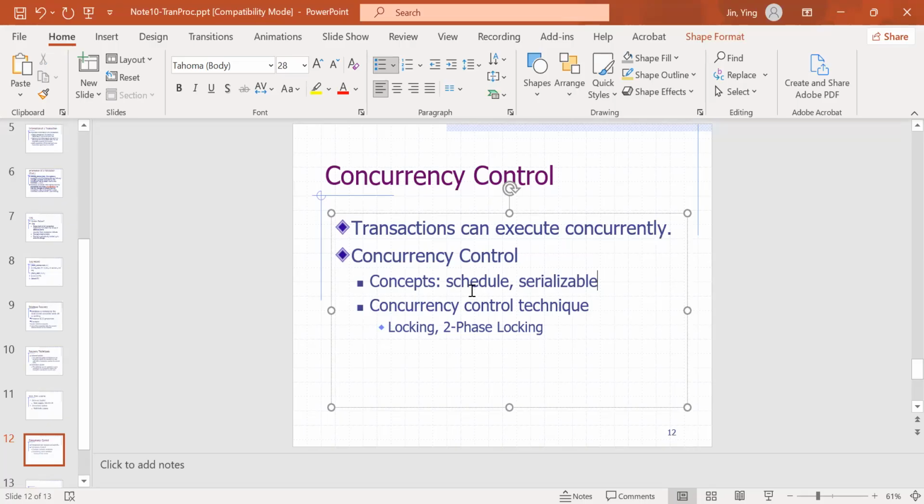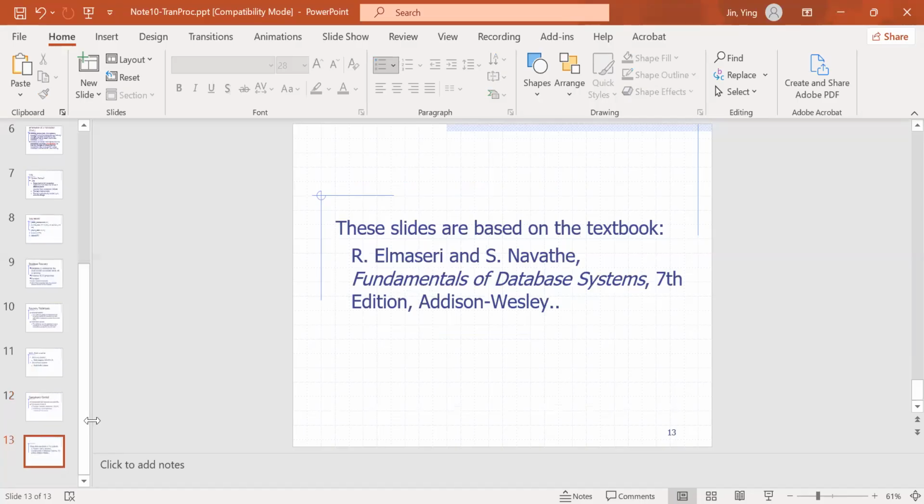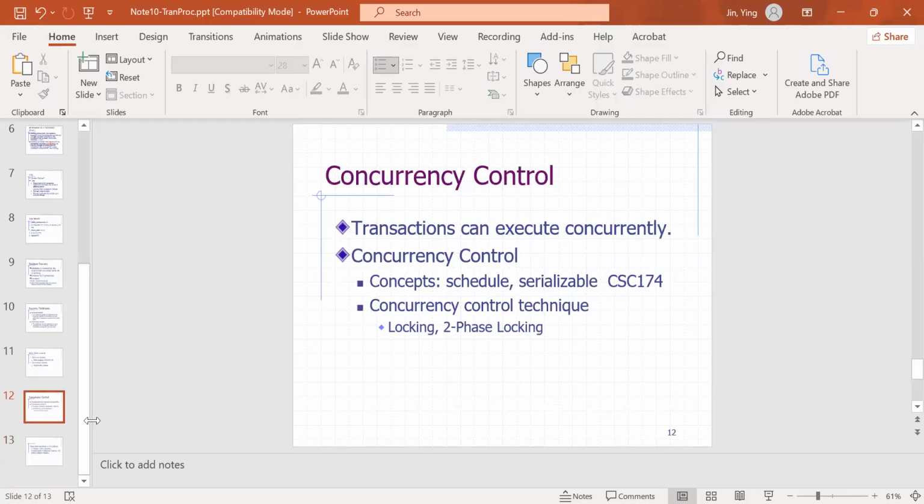So this one takes some time to explain. Again, we'll cover it in 174, where we'll talk about more detail. In concurrency control techniques, we'll see how we can control them. We use two-phase locking to make sure we can do concurrency control. That's a topic we'll cover in the higher class if you are interested. At this point, I finish the introduction to transaction.